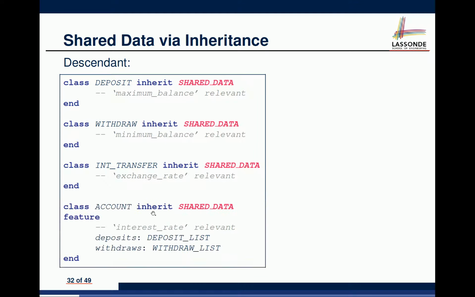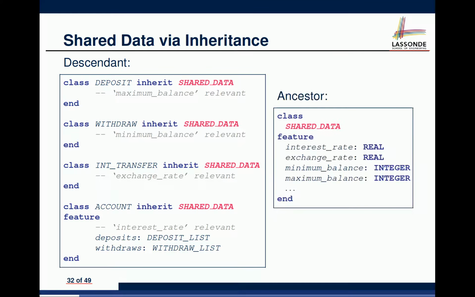And we also got another class called account. We just got 4 different kinds: 1, 2, 3, and 4. And for the account, we just have a different data structure here. But focus on deposit, withdrawal, and international transfer. Okay, focus on these 3. And then for the shared data class, we have interest rate, exchange rate, minimum balance, maximum balance, and maybe more. That's kind of the structure we have.